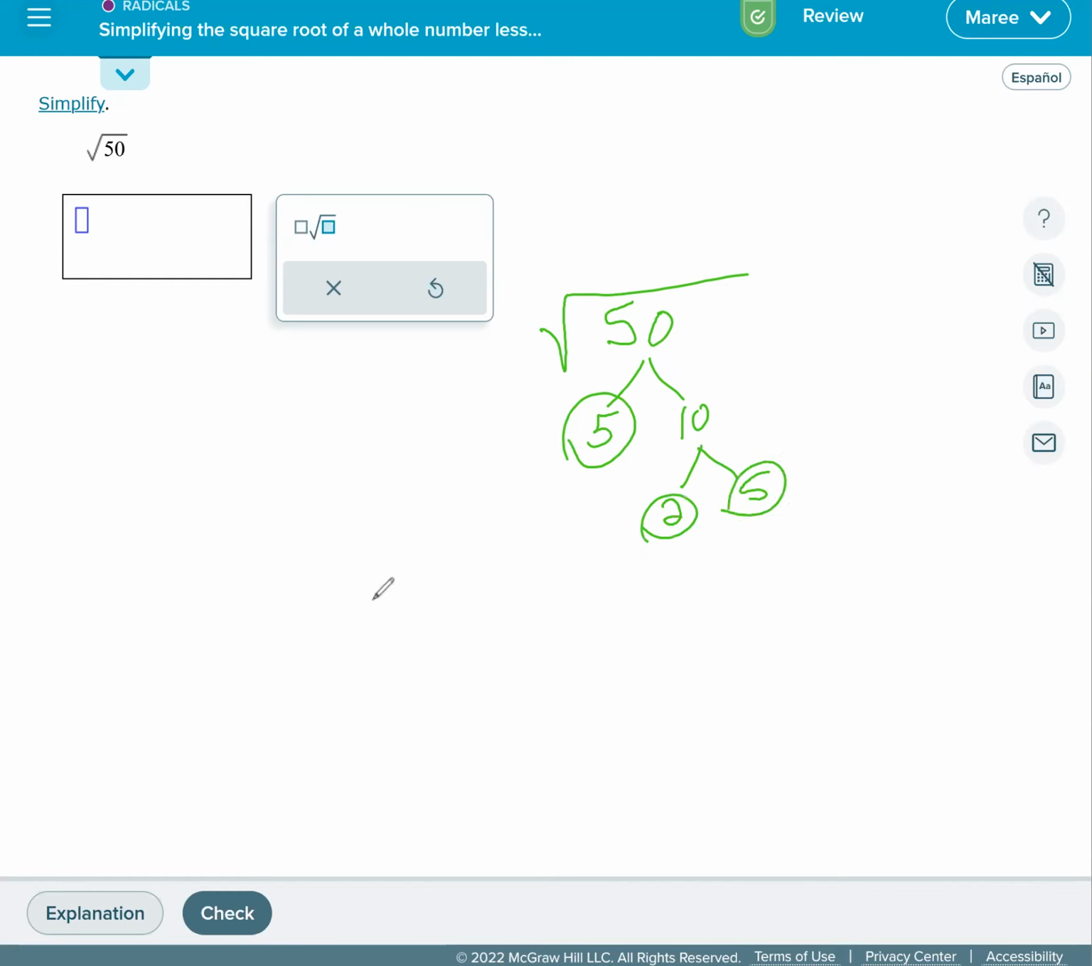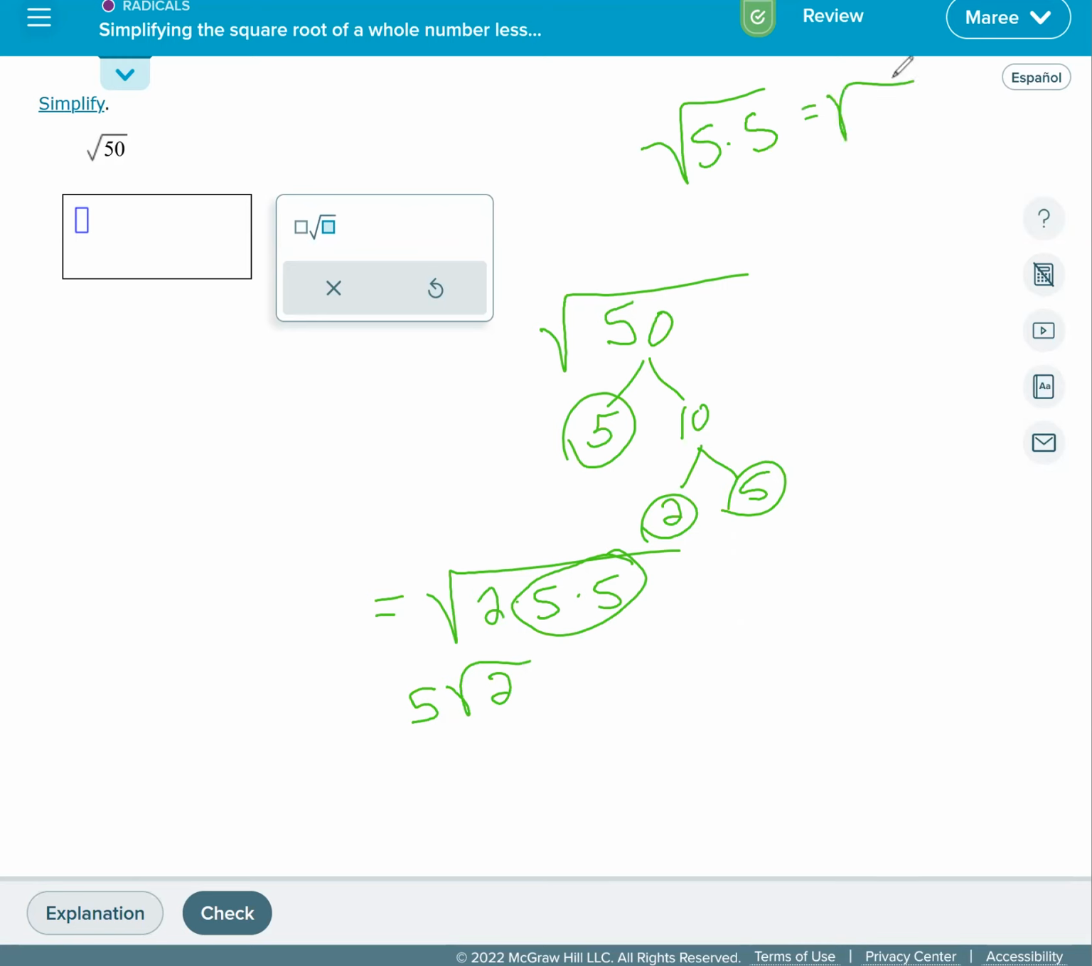So if I rewrite my square root of 50 as 2 times 5 times 5, when you have doubles and you're taking the square root, then one of those can come out. And here's why. The square root of 5 times 5 is the same thing as the square root of 25, which we all know is 5. So when we have 2 underneath, one of them can come out.